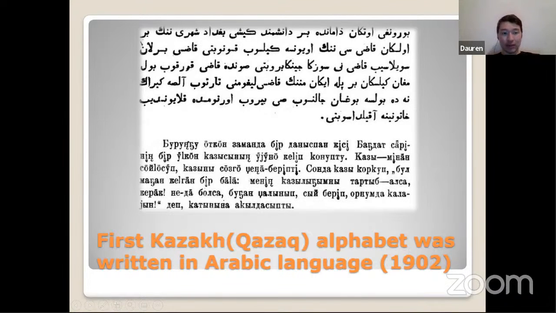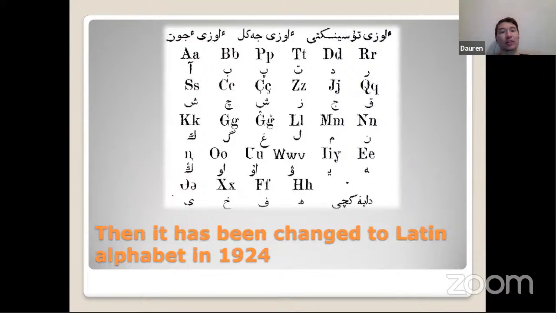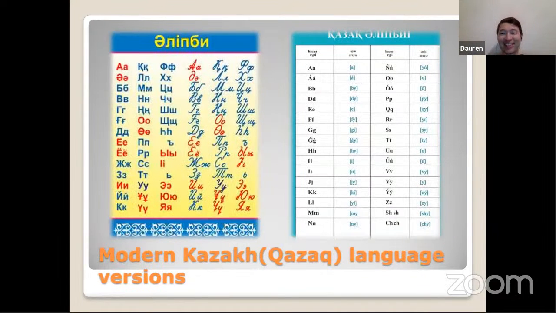And the next alphabet, it was changed to the Latin alphabet in 1924 by, I forgot. I won't lie to you, I won't give you the wrong information. Wasn't it by Tursunov? Yeah, I think it was Akhmet Baitursynov, right, Alia?